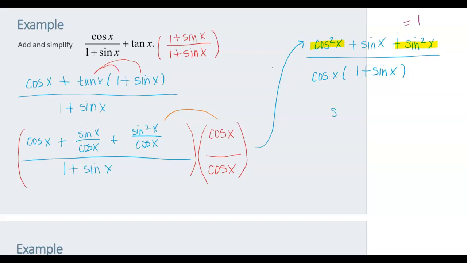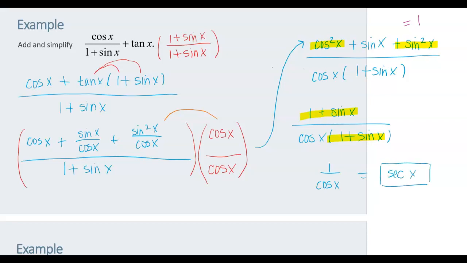So I've just got sine of x plus 1 over cosine of x multiplied by 1 plus sine of x. And then these two terms will cancel. So we have 1 over cosine of x, which is equal to the secant. That's a much simpler format than what we started with, right?